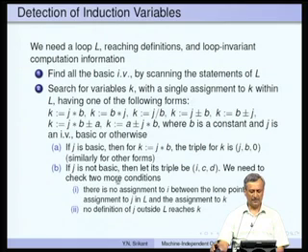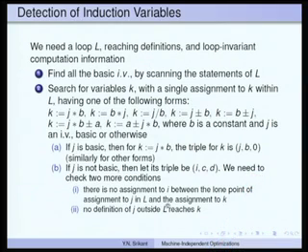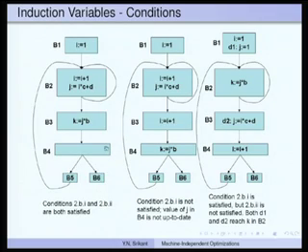If j is not a basic induction variable, then there are many complications. So, let the triple be i, c, d, and we need to check 2 more conditions. There is no assignment to i between the lone point of assignment to j in L and the assignment to k, and no definition of j outside L reaches L. So, I am going to demonstrate these conditions and explain them in the next class.